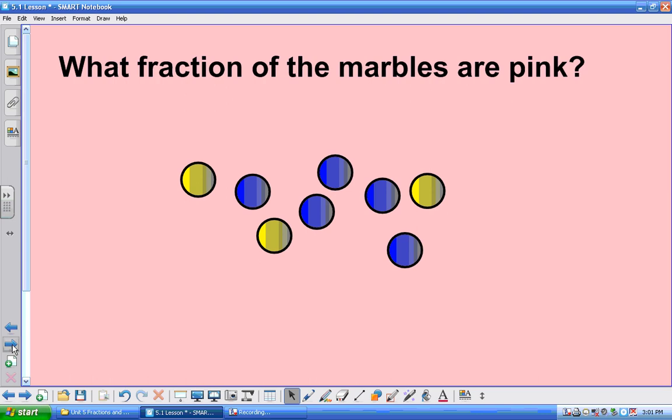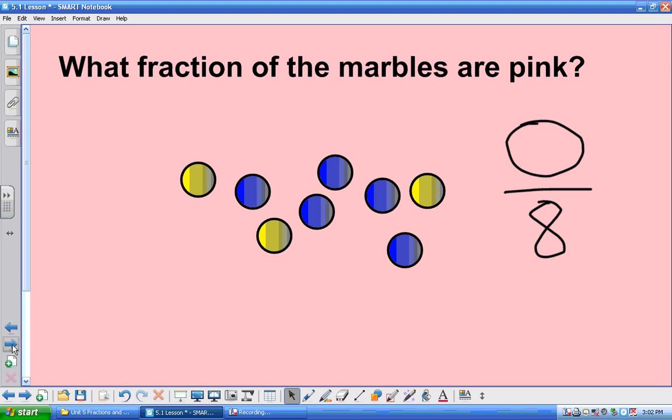Okay, so what fraction are pink? Yes. 9. 9, right? Wait, no, it's 1 out of 8. Look, the whole. But it's not a marble. All right, so we know that in this case, 0 out of 8 are pink.